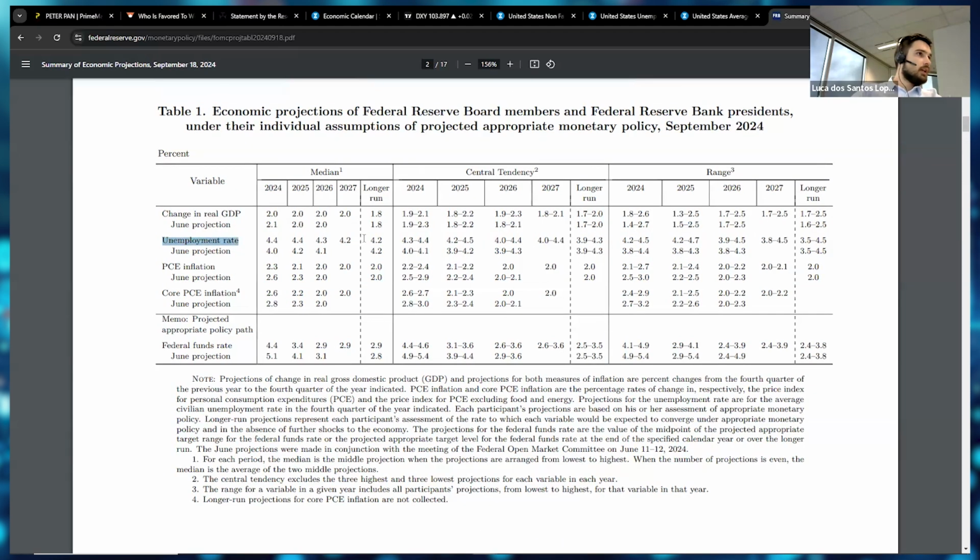Unemployment rate is expected in 2024 to be at maximum 4.4%. That's the median. The central tendency is 4.3 to 4.4. For 2025, 4.2 to 4.5, 2026, 4.0 to 4.4, 2027, 4 to 4.4. And in the longer run, they're expecting 3.9 to 4.3. And the range is 4.2 to 4.5, 4.2 to 4.7, 3.9 to 4.5, 3.8 to 4.5, and then 3.5 to 4.5.